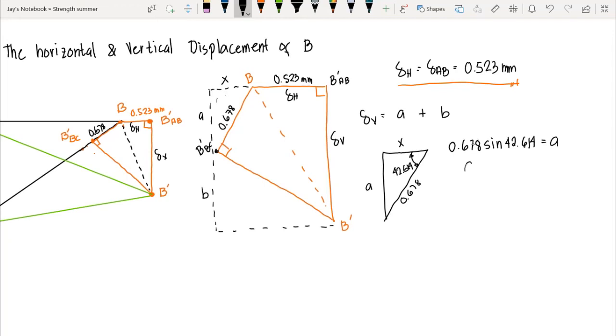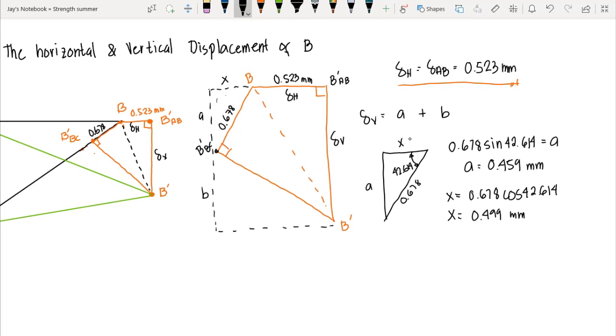So therefore, our A here is equal to 0.459 millimeters. Now, we also need to compute for X. So X is equal to 0.678 cosine of 42.614. Then we have the value of X equal to 0.499 millimeters. Okay, we are done with A.